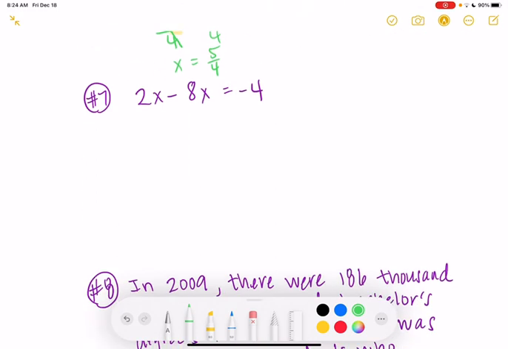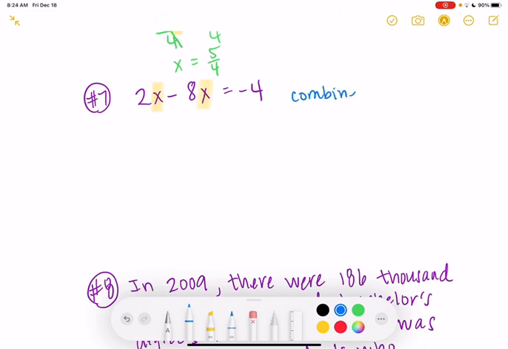Number 7. I have 2x minus 8x equals -4. So show me your card. What would you do? It's a card that we have not used yet today. That's a hint. What do you think? I've got the x. Look at that. I have 2 of them. So what should I do first?